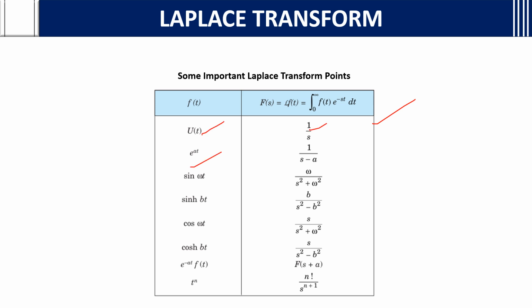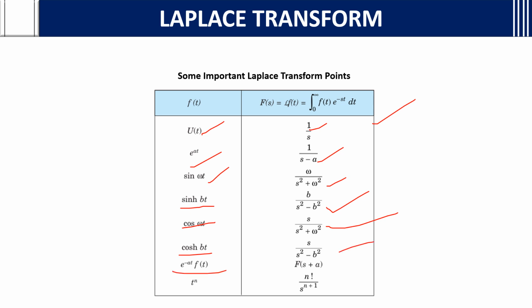e^(at) is 1 by s minus a, and sin omega t is omega by s square plus omega square. Sin hyperbolic beta t is nothing but beta by s square minus beta square. You will get minus for hyperbolic. Then cos omega t is s by s square plus omega square, whereas cos hyperbolic beta t is s by s square minus beta square.